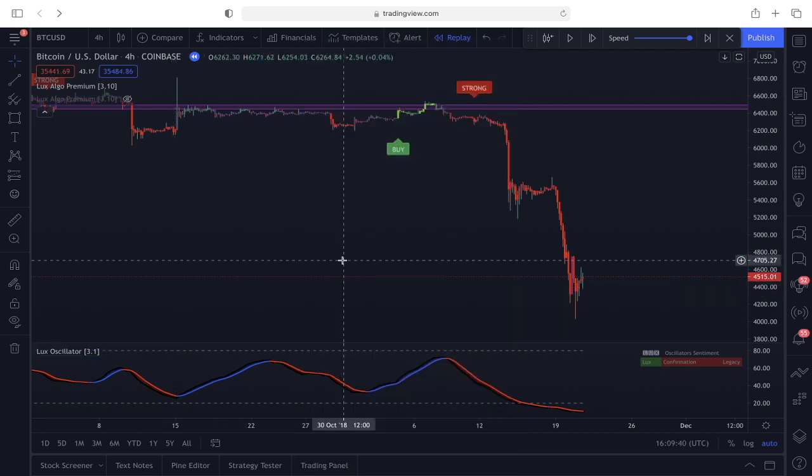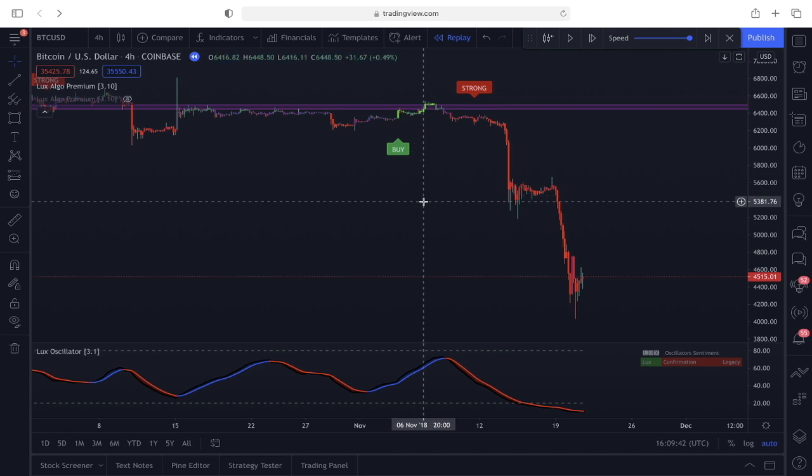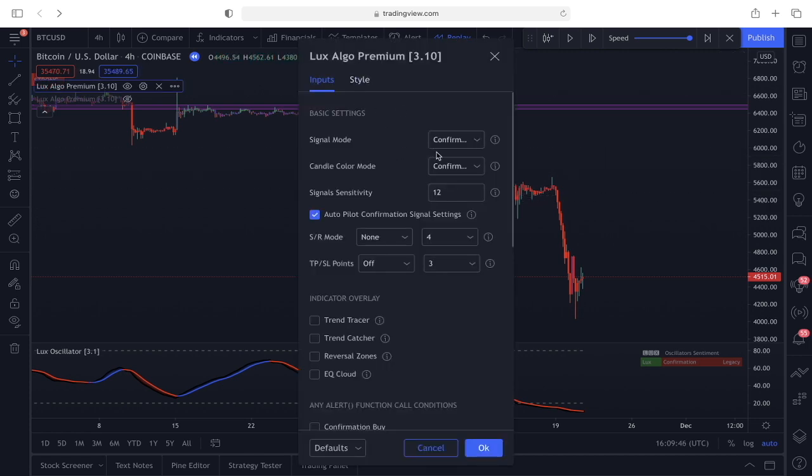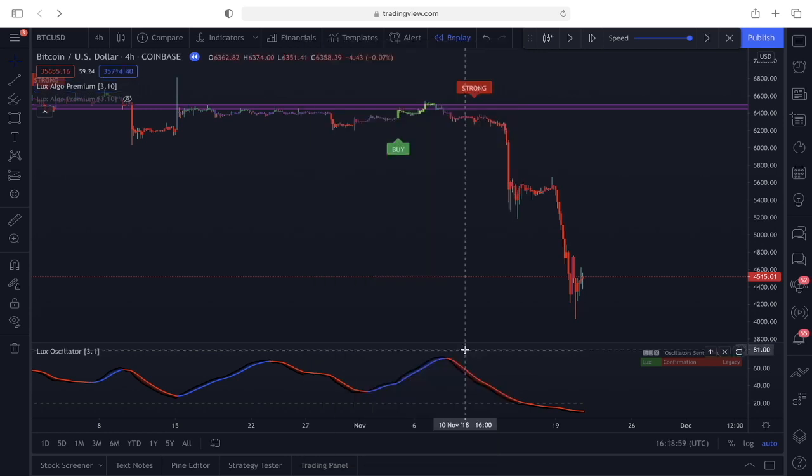And what I've also gone and done is add the Lux confirmation signals. You can do this by going into the settings of Lux Algo Premium, selecting confirmation, and I have them using autopilot mode, which you can select here. So now we have all the indicators added to the chart. Let's see how they would have helped. We have already established our bearish bias earlier, so we should particularly be looking for bearish signs from our indicators.